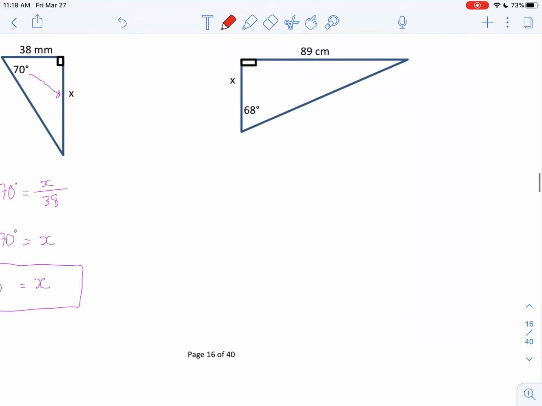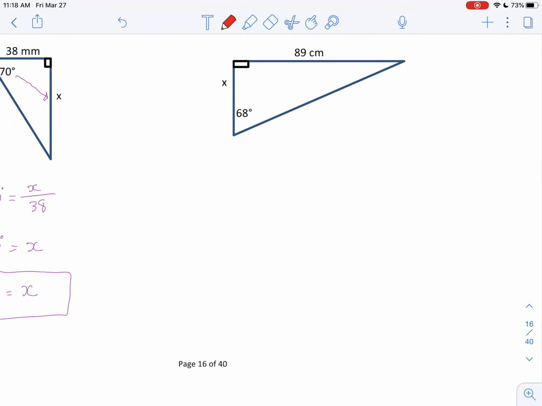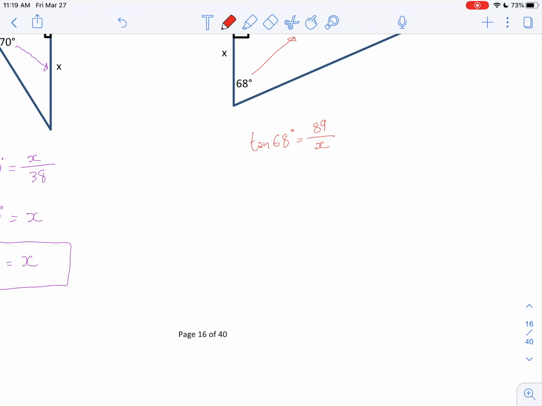And the last question of this little exercise, we have got 68 degrees as our theta. So tan of 68 degrees is equal to 89, our opposite, because it's opposite our angle. So we've got 89 over x. One extra step when we have that unknown in the denominator. It's really not that much more work. You multiply both sides by x. So I'm going to have x times tan 68 equaling 89, because x divided by x is 1.